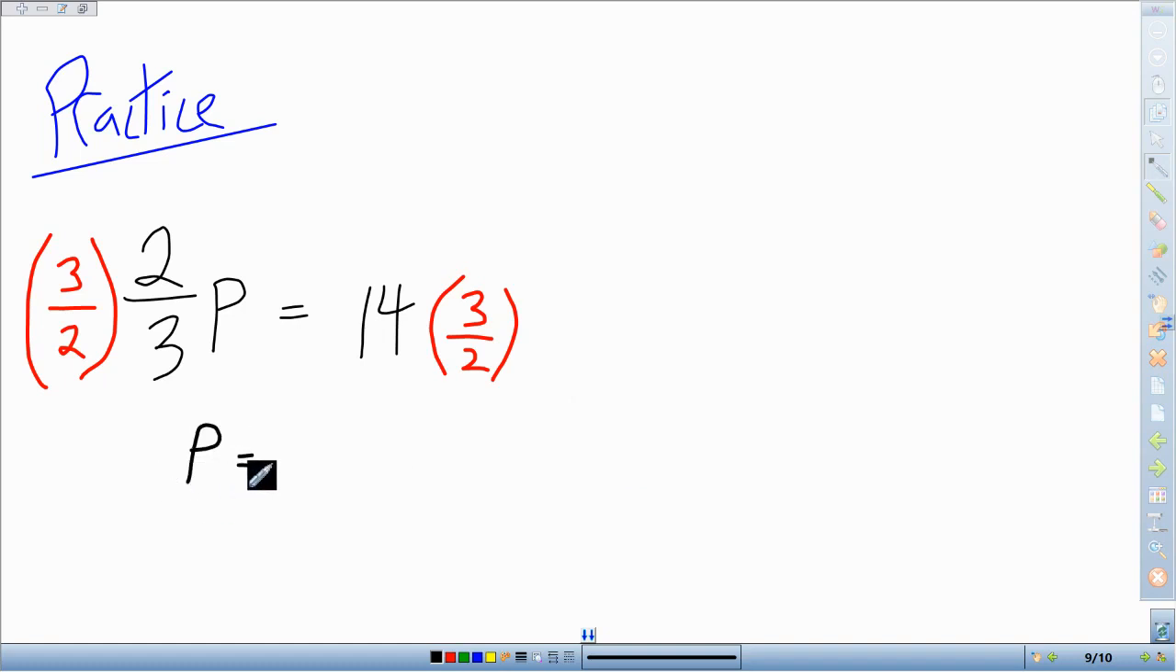Over on the right, remember when we multiply this 14, it's being multiplied by the numerator and then divided by the denominator. So 14 times 3 gives me a 42 on top. That 2 just stays on the bottom. And now I can divide these. Looks like p is going to give me a nice clean 21.